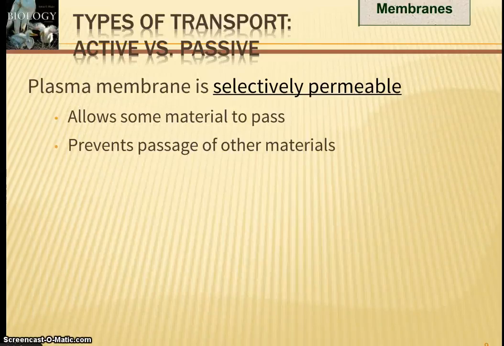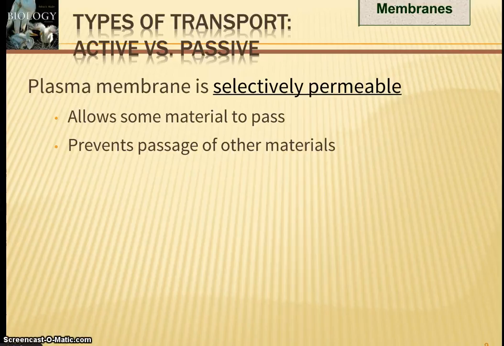All right, one more thing about the cell membrane. We say the cell membrane is selectively permeable. Permeate means to get through. So that means things can get through. Selectively means it is able to decide which things get through and which things don't.